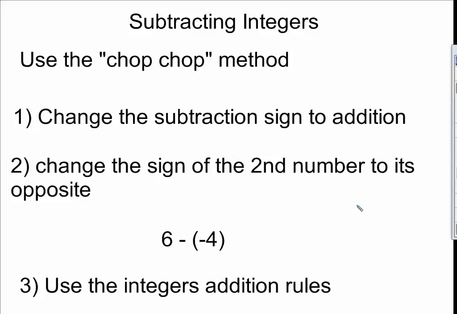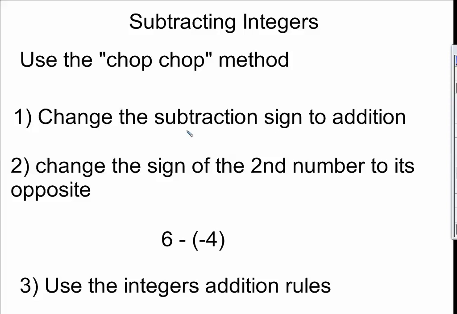When we subtract integers, we're going to change our problems into addition problems, and then we're going to use the integers addition rules down here. In order to do that, we have to change our subtraction into addition and change the sign of our second number. We call that the chop-chop method. I'll show you why in just a second.